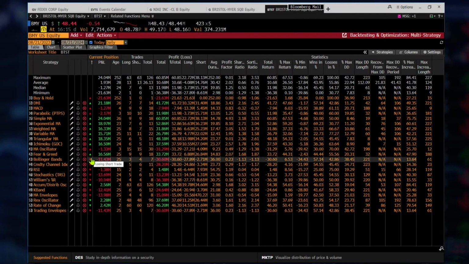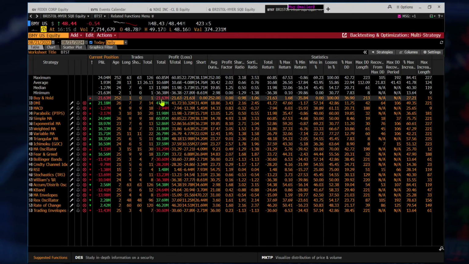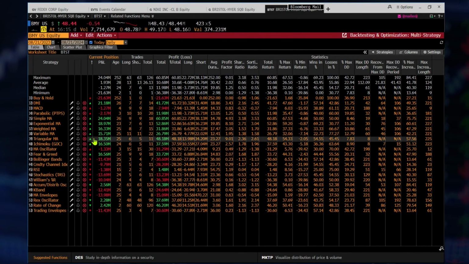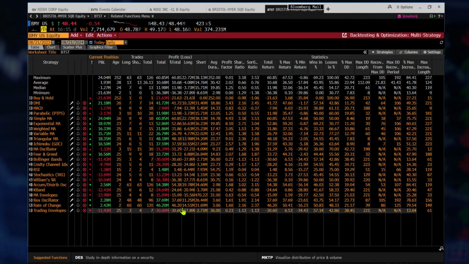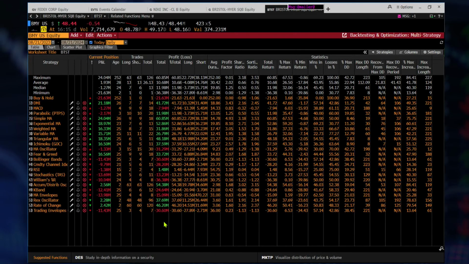But I would point out something that's interesting here, which is that more of the winning strategies over the course of the last year are bullish in Bristol Myers right now than losing ones. And of those that are bearish, more of those are losing over the last year than winning. This is particularly interesting because Bristol's been in a downtrend, right? So being long has not been a winning strategy, as evidenced by the buy and hold. So 1 year buy and hold, you're down almost 22%.